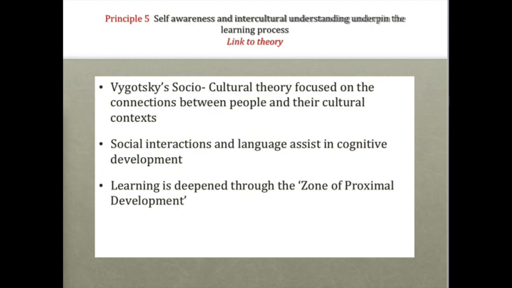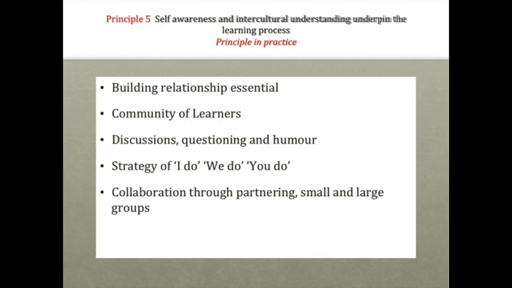Vygotsky's sociocultural theory focused on the connections between people and the cultural context in which they participate. He believed that social interactions and language had a major influence on the development of children's thinking, and that understandings were deepened when interactions between the learner and more knowledgeable peer were scaffolded, which is known as the zone of proximal development.